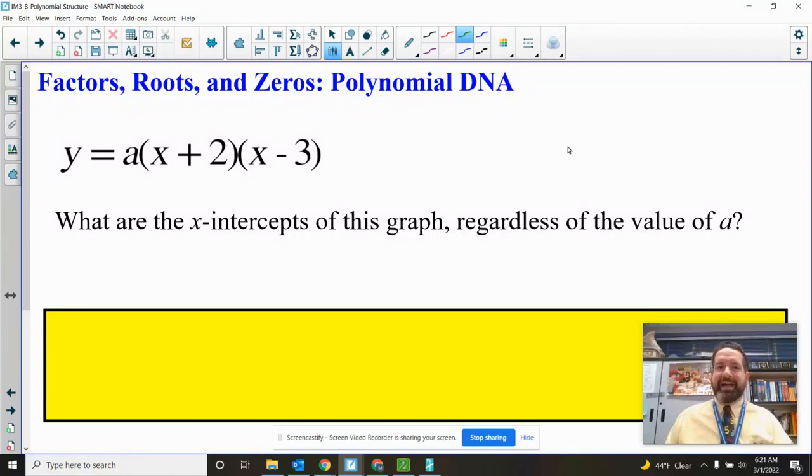Next up, factors, roots, and zeros. 3 different ways of talking about the same sort of idea. Here's the analogy, though, that I want you to keep in mind. The roots of a polynomial, which we'll also sometimes call the zeros, which are related to the factors, are the DNA of the polynomial. Here's what I mean.